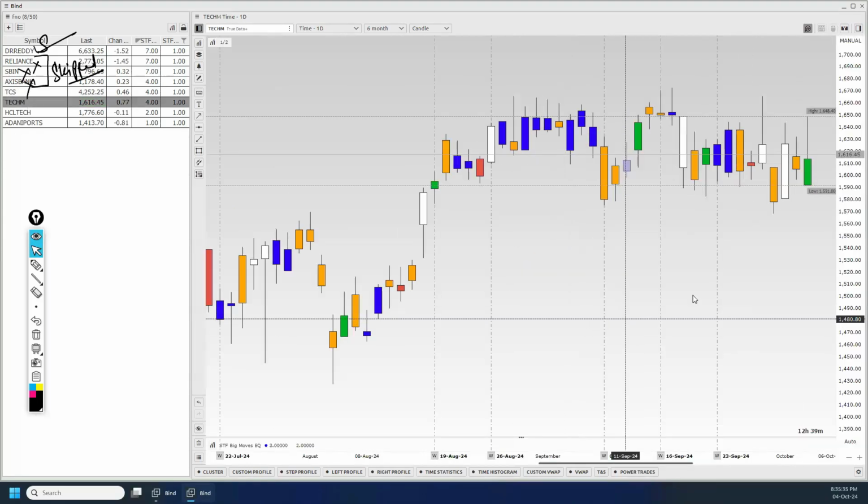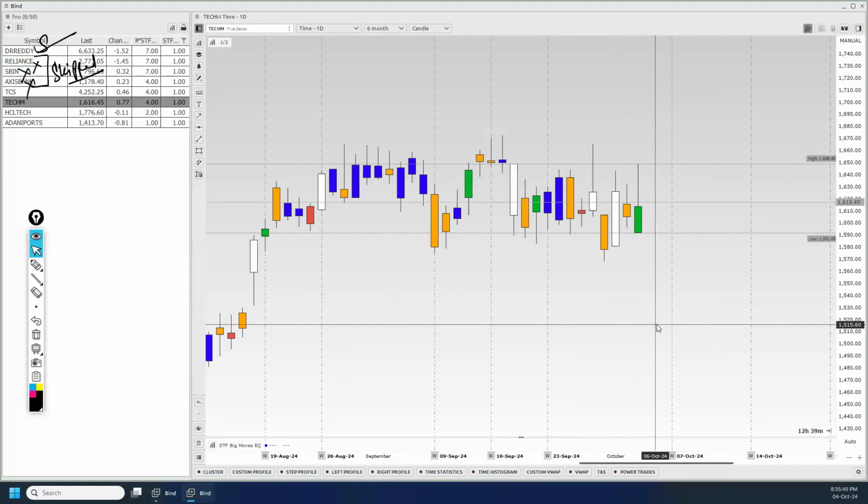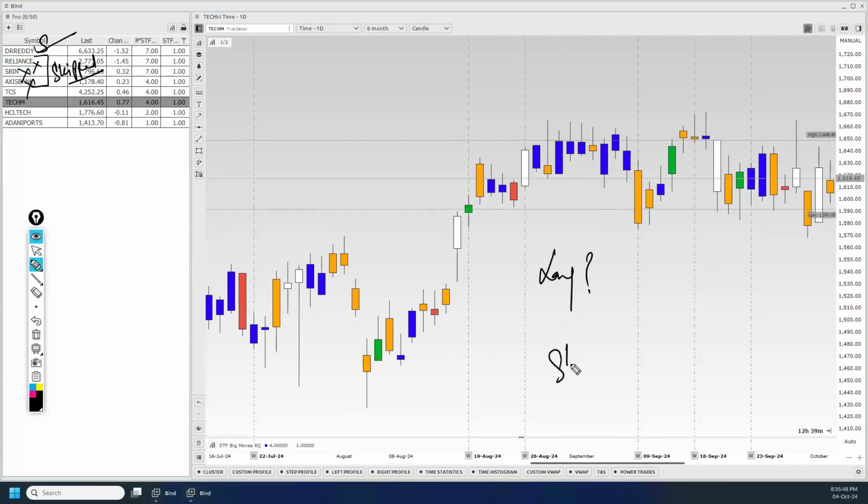Tech Mahindra. Is it a long trade entry or a short trade entry happening? That's a very good example actually. Will you be looking for a long trade entry or will you be looking for a short trade entry here? Anyone?